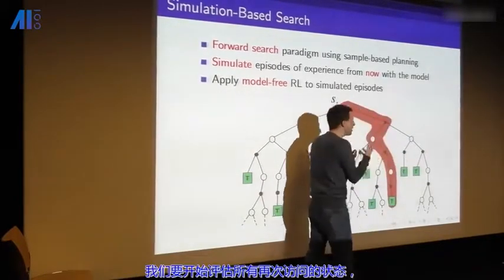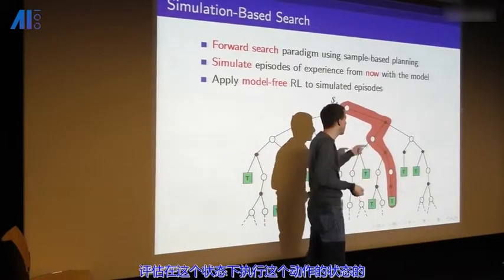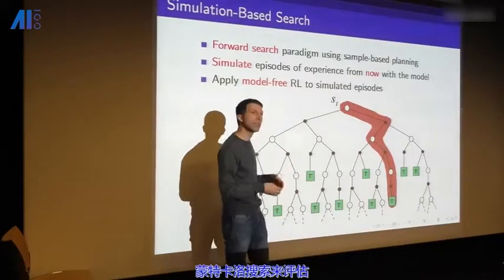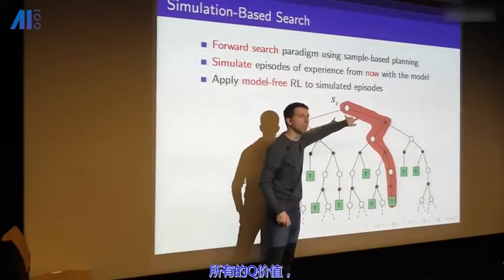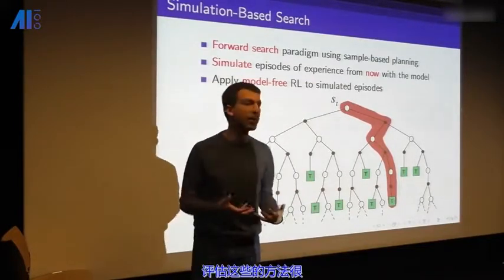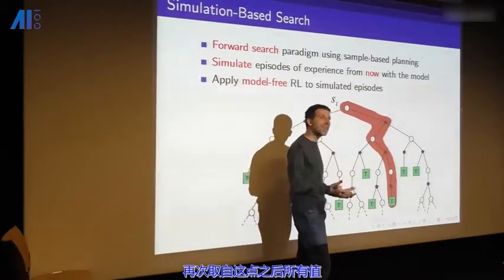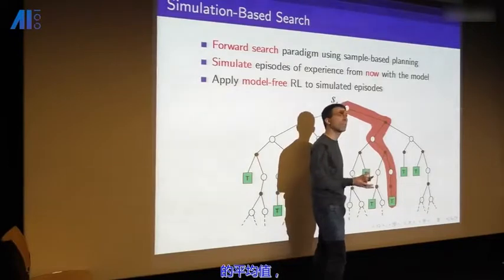For everything that you revisit, we're going to start to estimate how good is it to be in that state and to take that action. We're going to start to estimate all of those Q values, whereas in simple Monte Carlo search we were just doing it at the root. And the way we're going to estimate those things is in the obvious way. We're going to do it again just by taking the mean of everything we've seen from that point onwards.